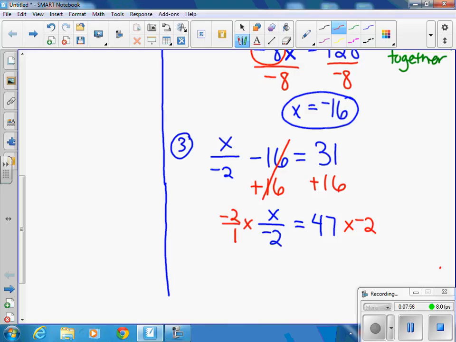Remember that this cancels out because a negative 2 divided by negative 2 gives me 1. I wind up with 1 over 1 times x over 1, which gives me the x all by itself, which is what I want, or 1x. But I want x all alone, and that is 1x there. And then we have 47 times negative 2. It gives me negative 94.